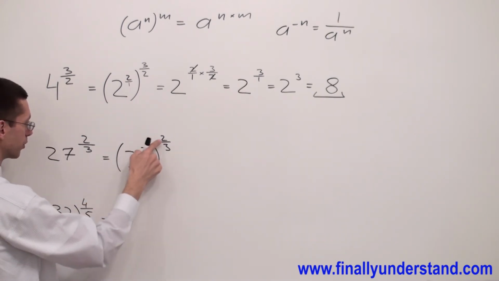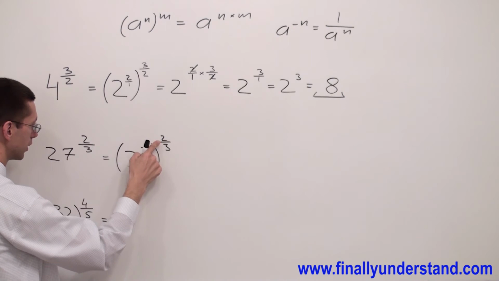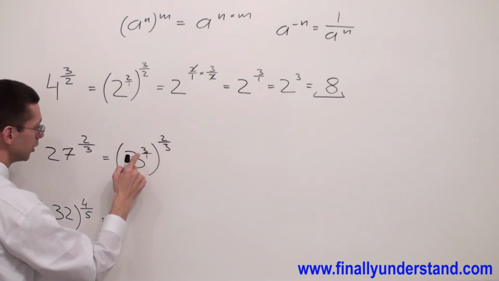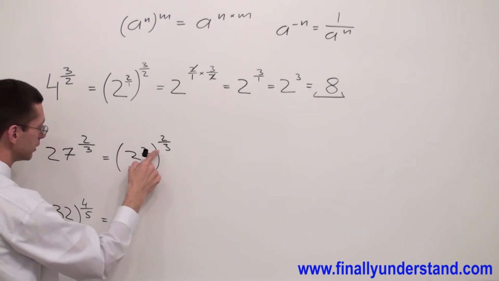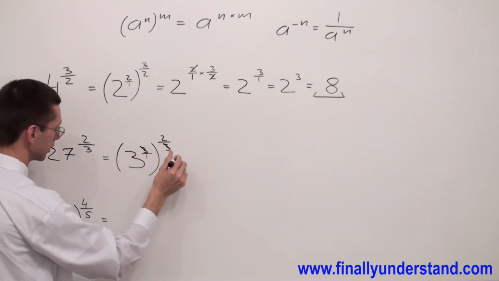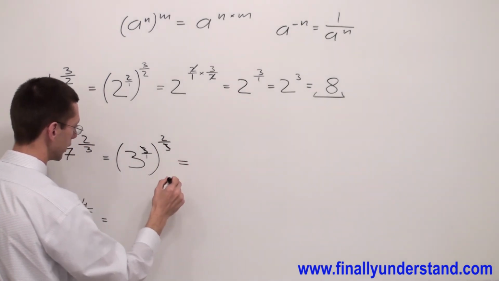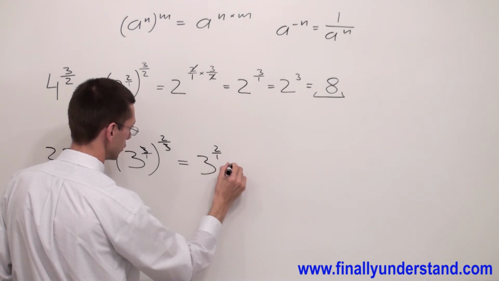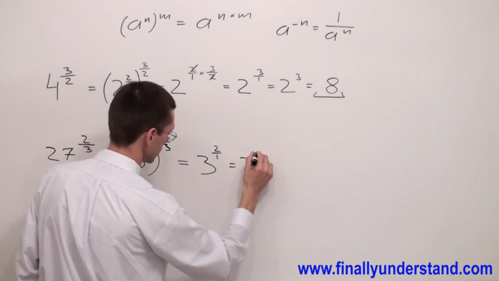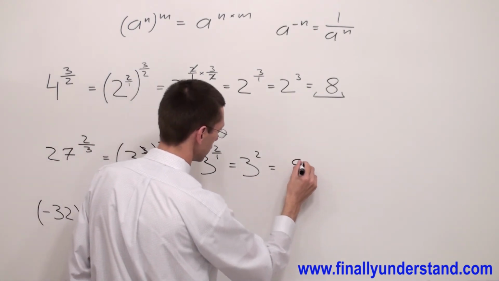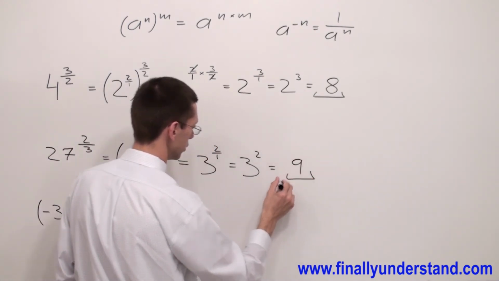Remember, anytime you multiply fractions, you have to multiply numerator by numerator, denominator by denominator. But before you perform the multiplication, you have to check if you can reduce any denominator with any numerator. I have 3 and 3. Both of them are going to cancel out. So I'm going to have 3 to the power 2 over 1, which is equal to 3 to the second power. 3 to the second power is equal to 9. This is the solution to this problem.